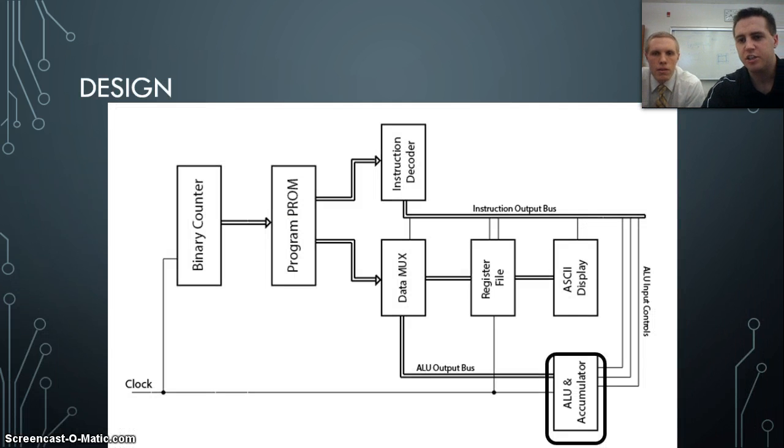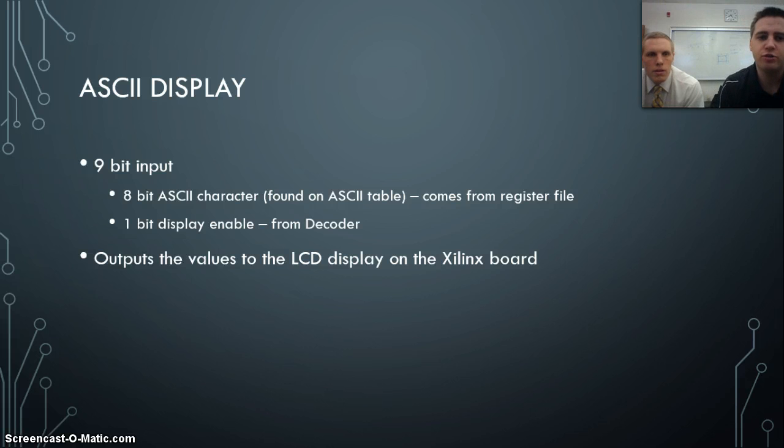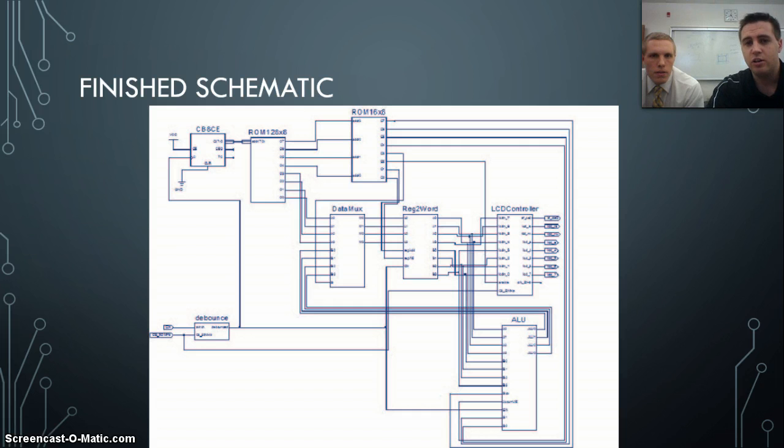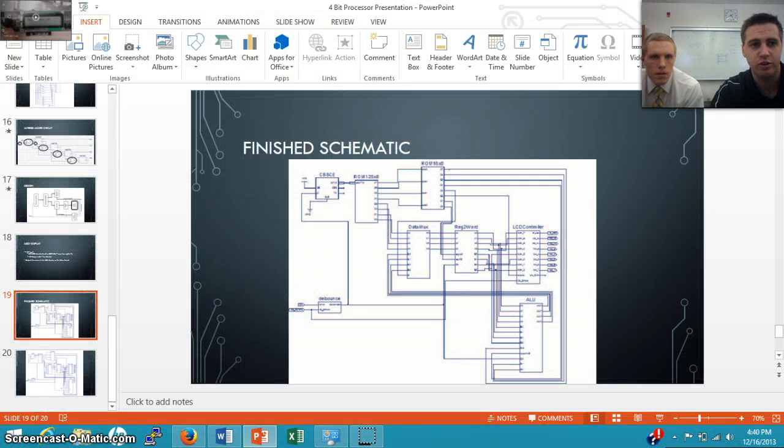And last, our ASCII display real quick before we get to a demonstration. It takes in an 8-bit ASCII character. The upper 4 bits come from register 0 on the register file, and the lower 4 bits come from register 1. And that outputs it to the LCD display on the Xilinx board. And this is the finished schematic with everything wired up. Next we'll show you a quick video of our demonstration.